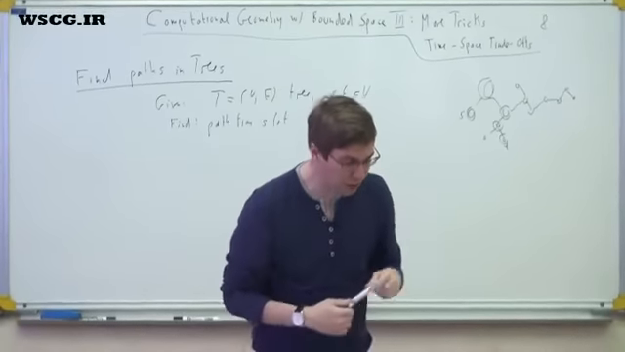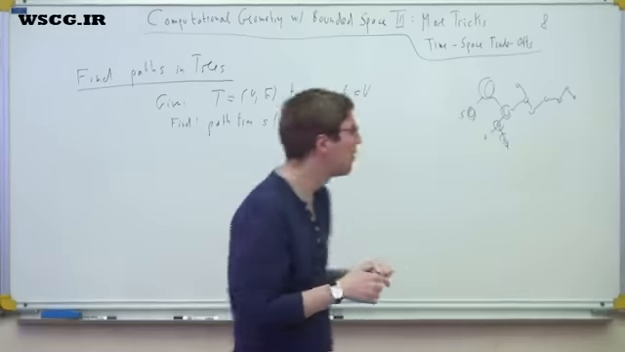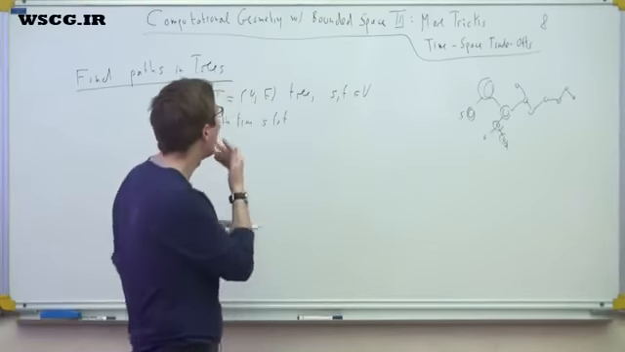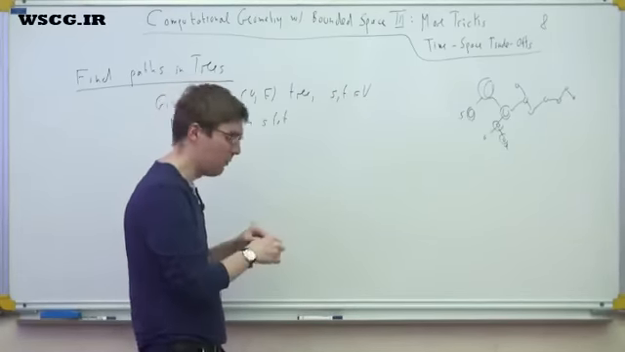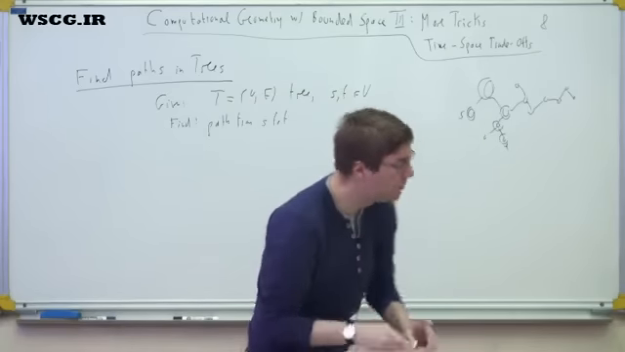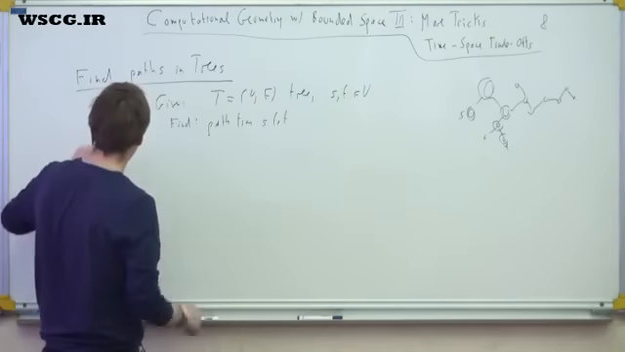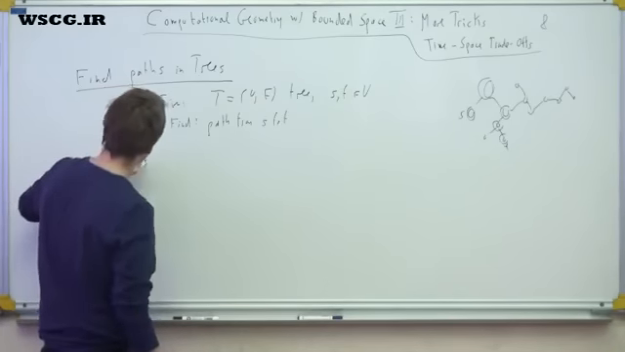Before we can talk about the algorithm, we also need to think a little bit about how the tree is represented. Let me say a few words. What exactly does it mean that the input is a tree? How is T represented?